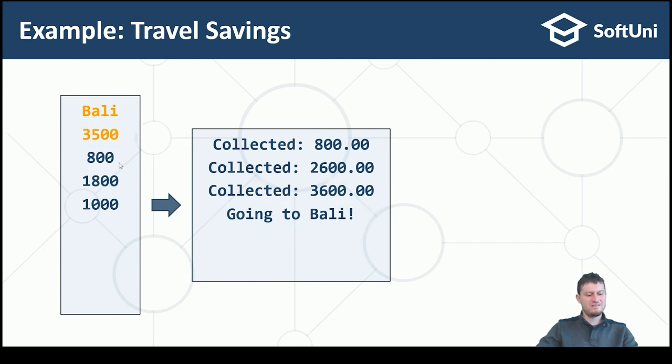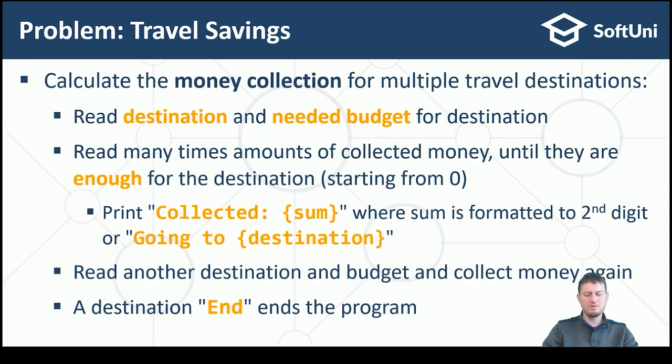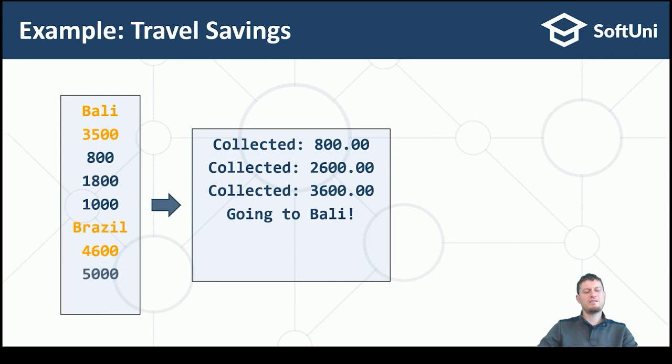And so we have a loop, and this is an inner loop. For the next destination, we enter Brazil. We want to go to Brazil. It's more expensive, 1,600, and we collect 5,000, and they are enough from the first shot. So we collected this, and we are going to Brazil. Finally, we press end, and it's enough. Did we have goodbye? No, we didn't have goodbye. So when we press end, this stops.